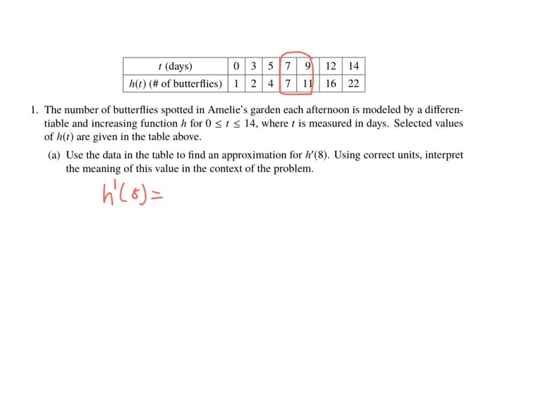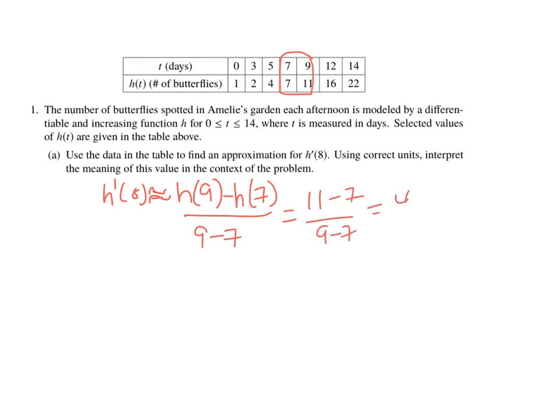I'm actually going to write an approximately equal to because this is not going to give me the exact value of the derivative evaluated at 8. So if you don't remember the formula for average rate of change, I do recommend that you look it up. You most likely will be asked that on the AP test. You do h of 9 minus h of 7 over 9 minus 7. H of 9 is 11, h of 7 is 7. We end up getting 4 over 2, which gives us 2.